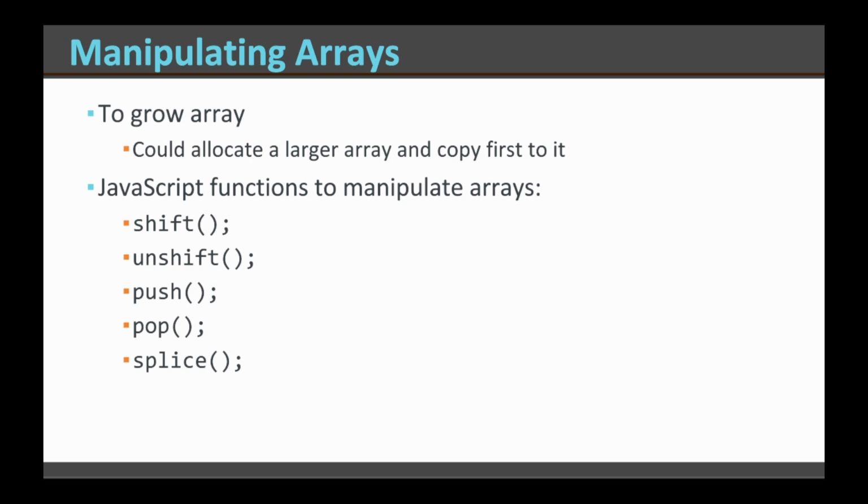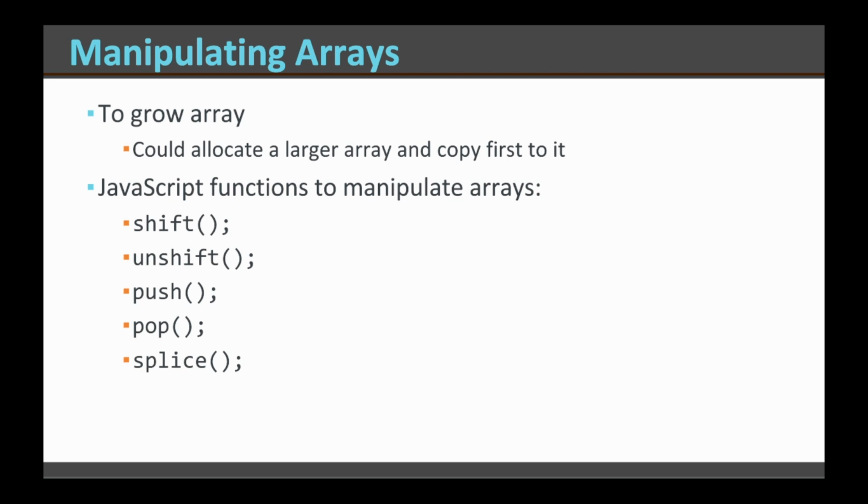Now there are a few ways to grow arrays. You can copy an array to a bigger array. You can allocate a larger array and copy it first, but we have some methods that JavaScript gives us to make this a little simpler. We have a bunch of functions to help us manipulate the array. Shift removes the first value in the array and makes the array one shorter. Unshift takes a parameter and pushes that parameter into the first slot in the array and makes it one longer. Push adds an element to the end, like we did in the lab. And pop removes an element from the end, making the length one shorter.